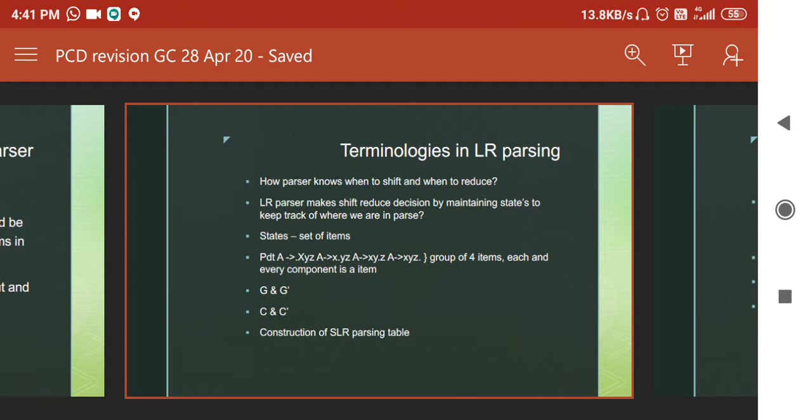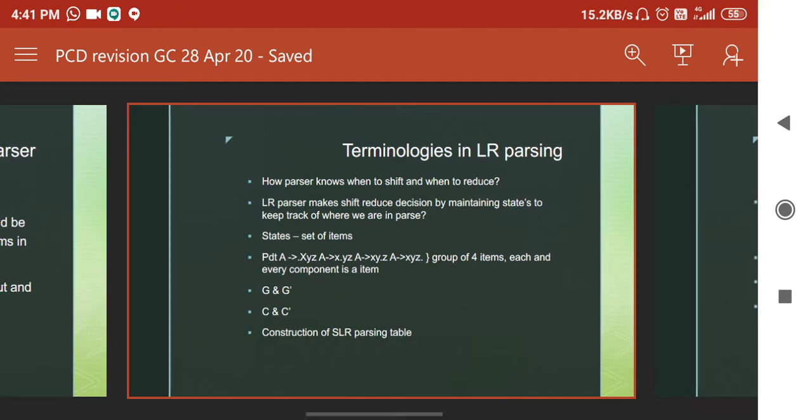So in this production we are going to have a group of four items. For example, A gives dot xyz is the first component, A gives x dot yz is the second component, and A gives xy dot z is the third component. Like that we have four components, and each and every component we call an item. Okay, so this is very important. The parsing process makes parsing decisions based on items and states.